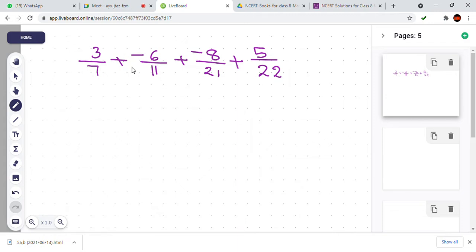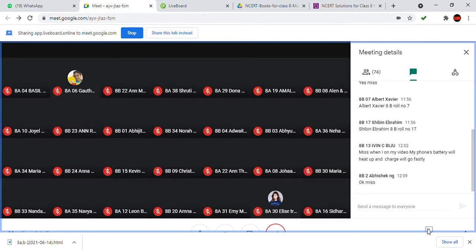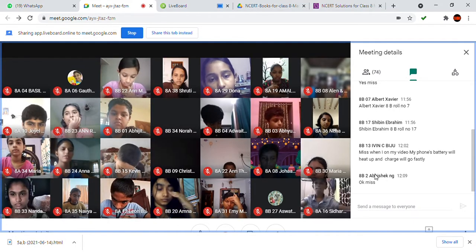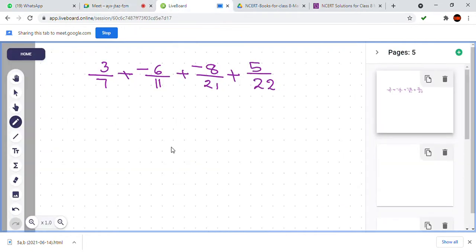If you add the rational numbers in the same order, that is not that easy. But there is one easy method for adding. What is that? First, we can group the rationals. Which rationals can we take together? 3 by 7 and minus 8 by 21 we can take together, because there 7 and 21, for taking the LCM, doing that is easy.